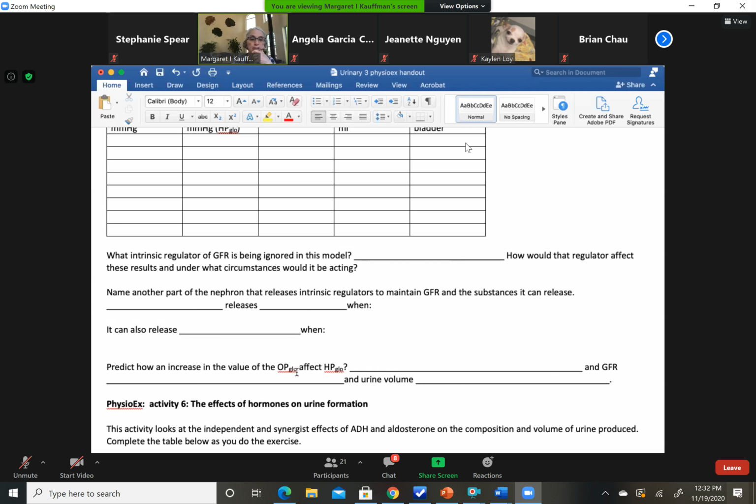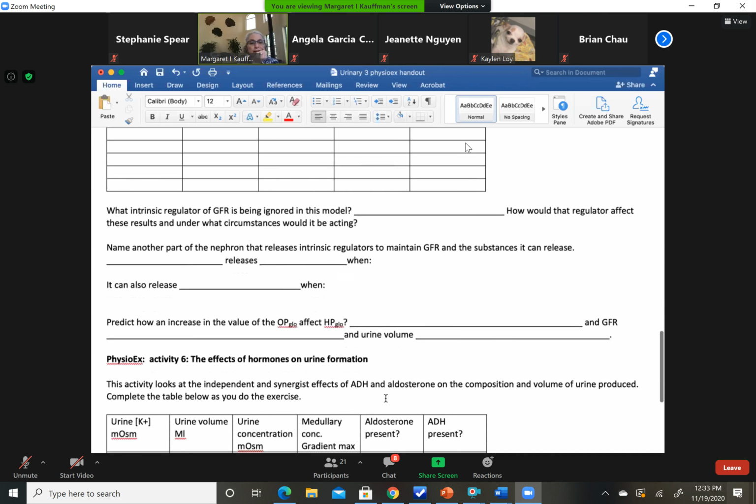So if you increase OP glomerulus, you're going to decrease GFR and decrease urine volume. That's going to then later cause your blood volume to go up, which means your hydrostatic pressure is going to go up, and ultimately, not intentionally, you will start increasing GFR and urine volume production, but your blood pressure is going to be high trying to do that. So I guess this one needs a little bit of editing. Is that clear? Sorry about that.